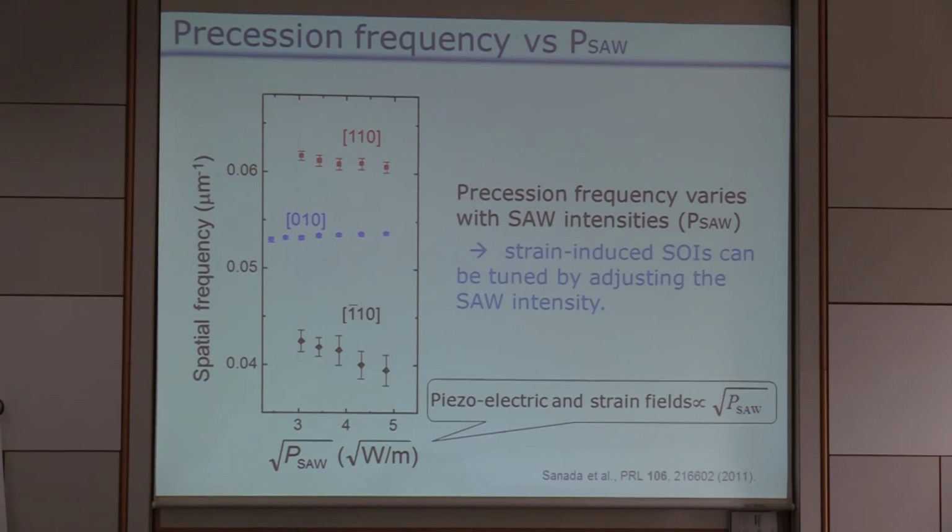So can you calibrate the SAW amplitude? Yes, because I said how we can neglect the effect of strain, but there is an effect of strain that changes the hydrostatic strain that changes the band gap energies. So from the photoluminescence energies, we can estimate how strong the acoustic intensity is.